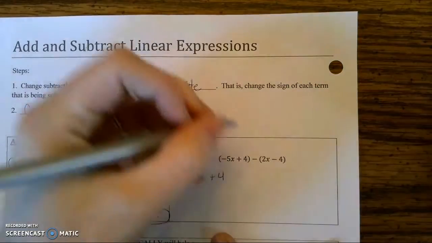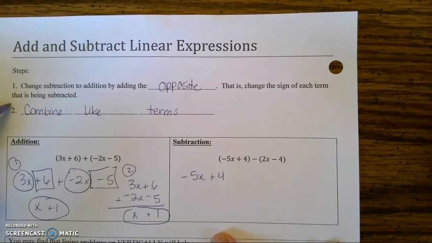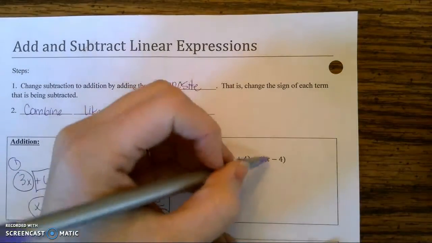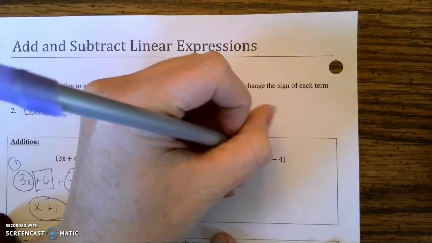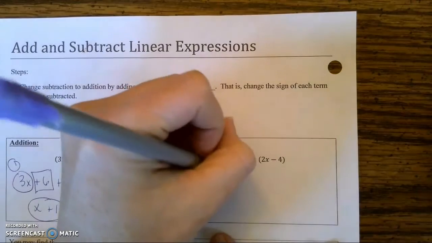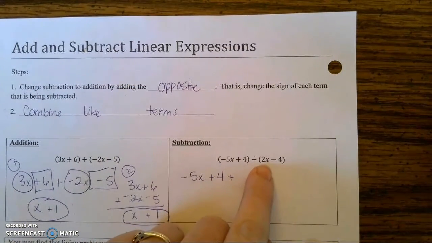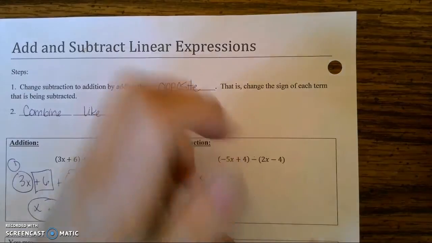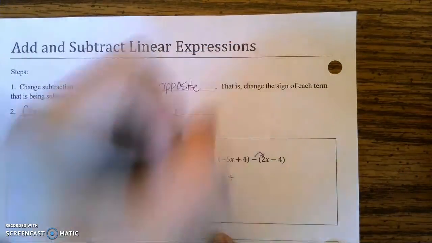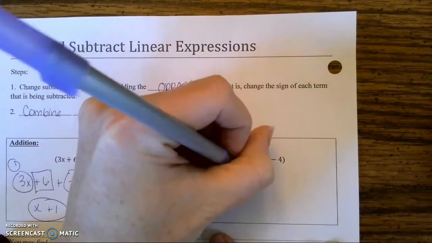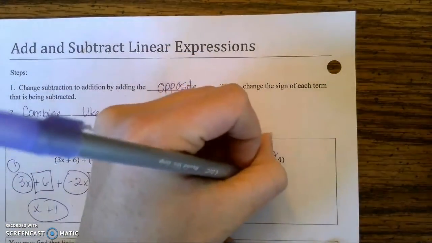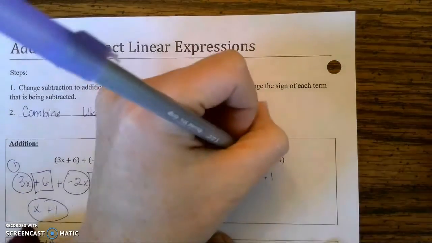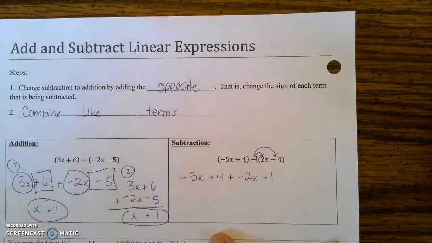Now this one is subtraction, so we refer back to what we have to do in step number 1. So that's change subtraction to addition by adding the opposite, and we're changing the sign of each term. In other words, we are distributing a negative to each term. So I'm going to change my subtraction to addition, but now I have to change the sign of that positive 2x. So I'm distributing a negative to that 2x, so now I have negative 2x. And then I'm distributing that negative to a negative 4, which gives me positive 4. Okay, so that's the same thing also as distributing a negative 1.